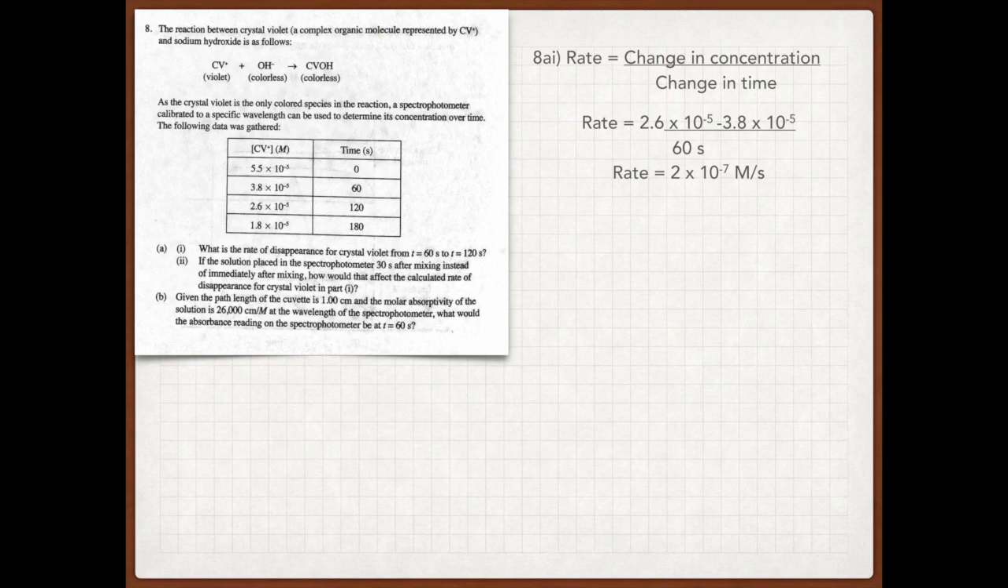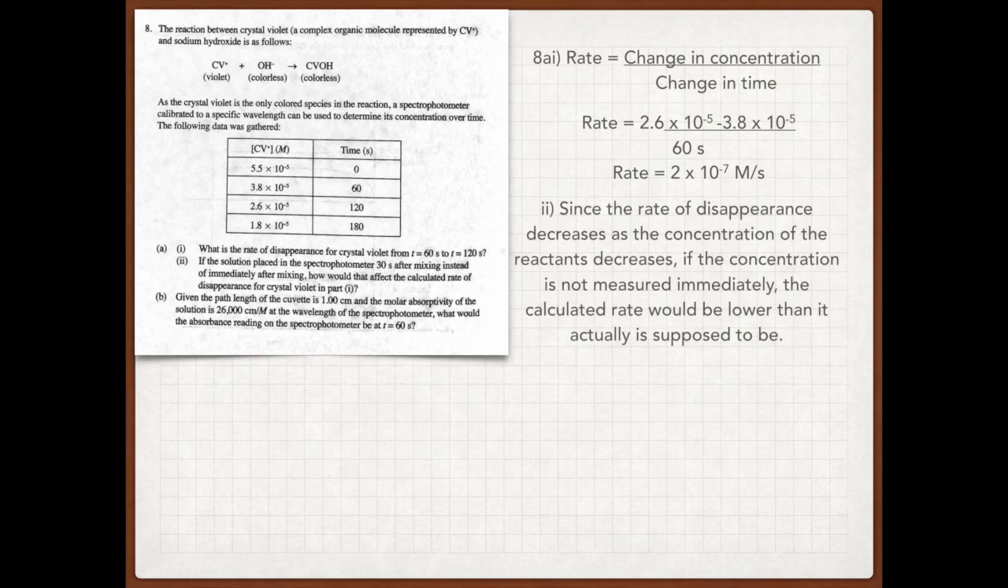If the solution is placed in the spectrophotometer 30 seconds after mixing instead of immediately after mixing, how would that affect the calculated rate? Remember, as your concentration decreases, which is happening here, your rate also decreases. So if you waited 30 seconds before measuring at the very beginning, the calculated rate that you would find would be less than what it really should be, because the lower your concentration, the lower your rate. Okay, so that was AII.